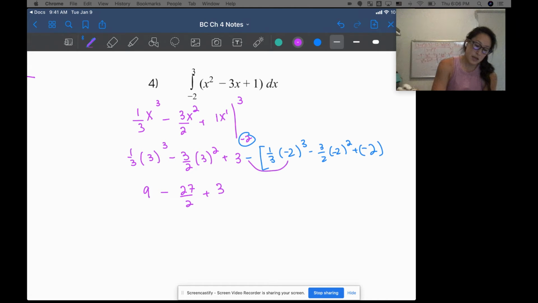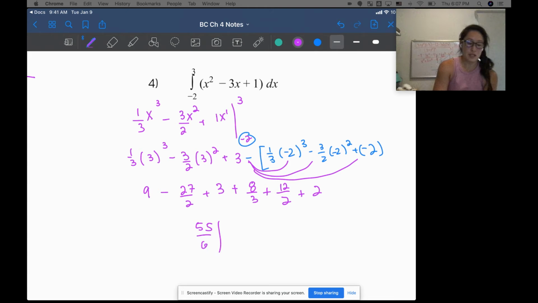And then a negative times a negative is going to give me a positive, so 8 over 3. And then, see that -2 squared is positive, and then a negative times a negative is going to give me another positive. So I get 4 times 3, 12 over 2. And then a negative times a negative is going to give me another positive, so plus 2. When I evaluate, I get 55 over 6.